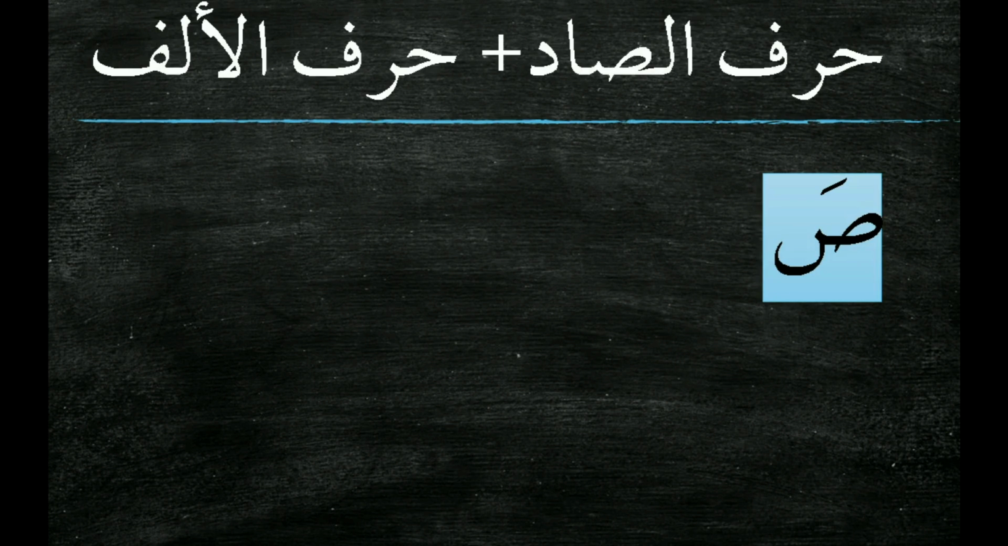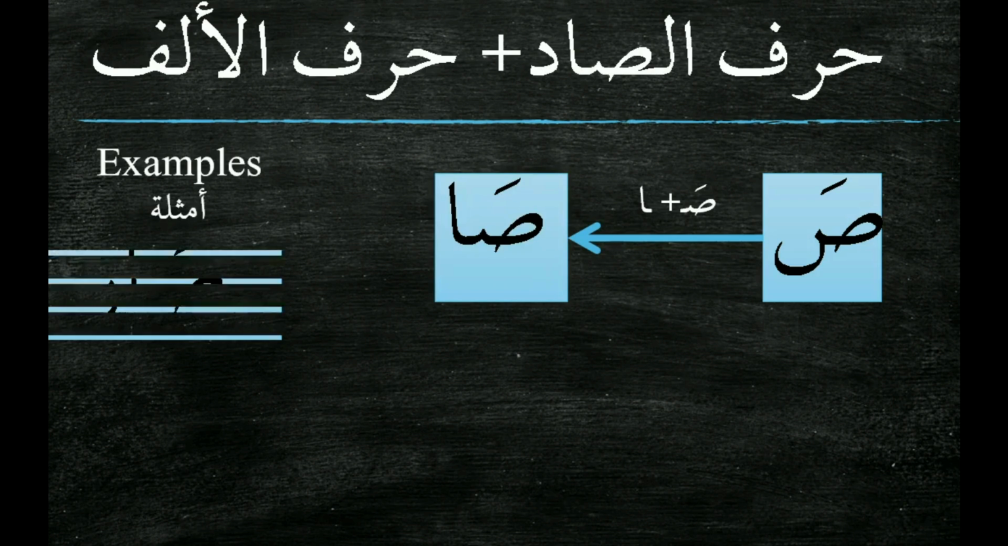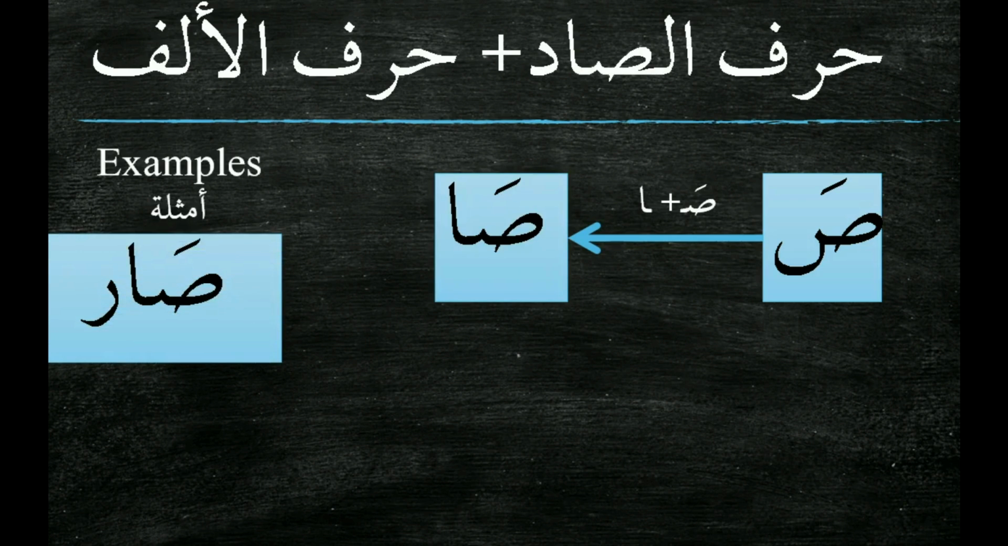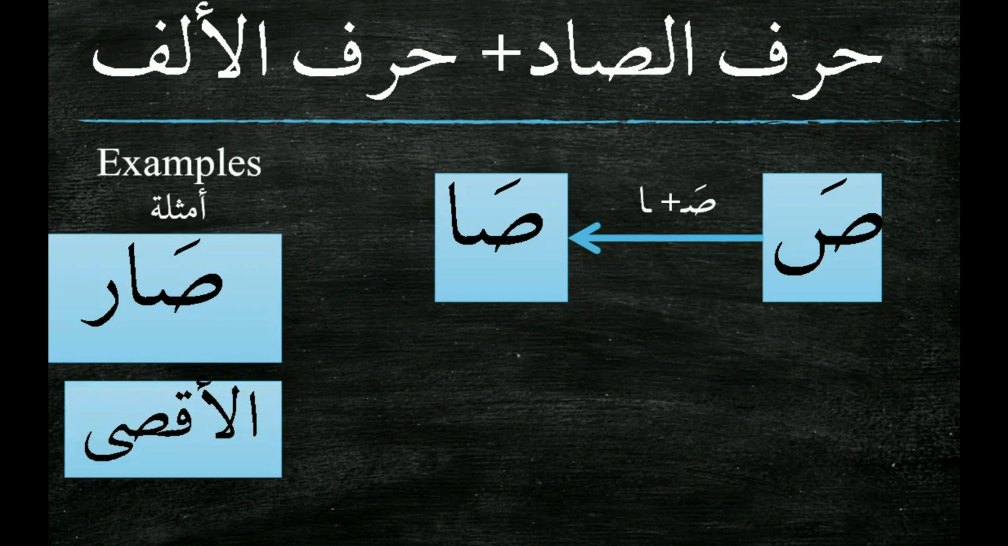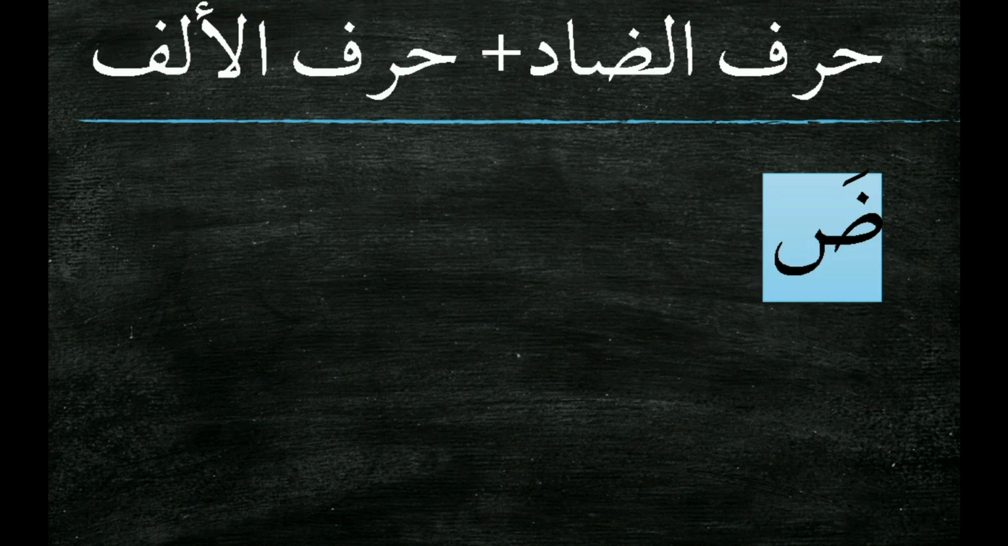So when you say صا, صا, صار, صالح, الأقصى. Okay, let's go to حرف الضاد. ضاد is just like the صاد. It has an elevation at the back part of the tongue.